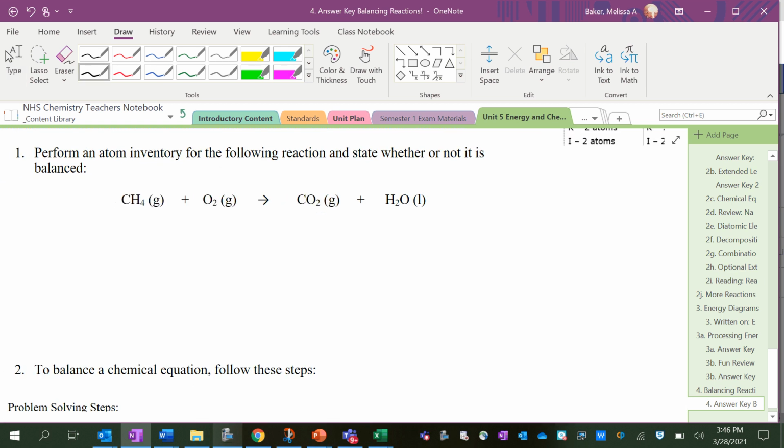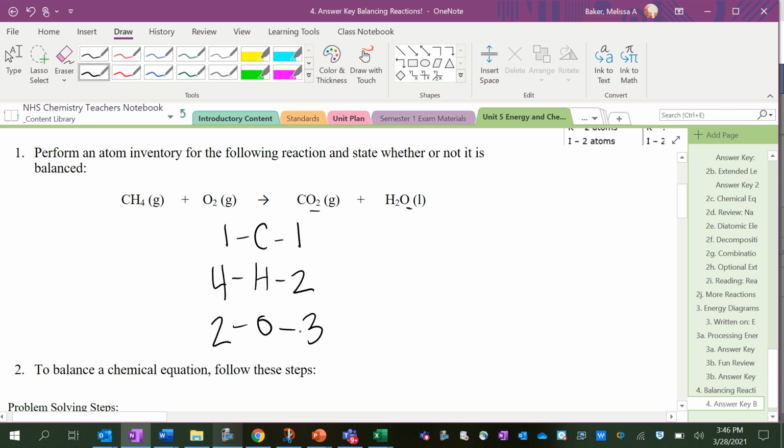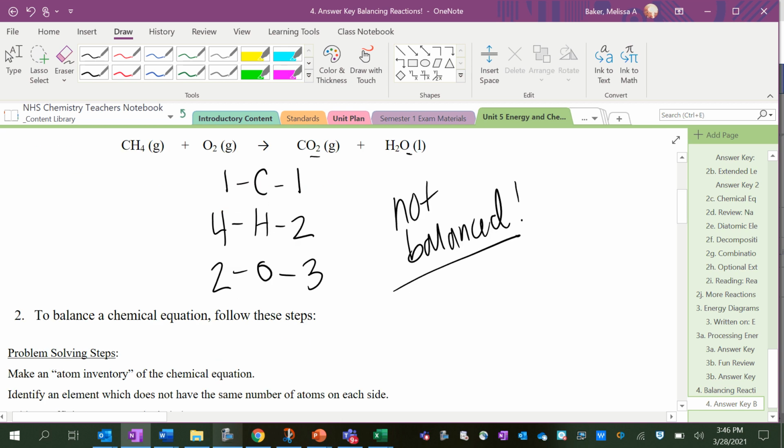Okay, but let's do an atom inventory for this first reaction. Step 1, write down each element underneath the arrow. Then count how many of each are on the left and the right. There's 1 carbon on the left and 1 on the right. There are 4 hydrogens on the left and only 2 on the right. 2 oxygens on the left, and there are 2 plus 1 more, 3 oxygens on the right. It is not balanced. So what do we do?